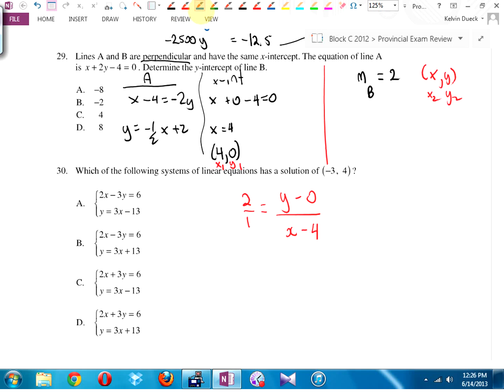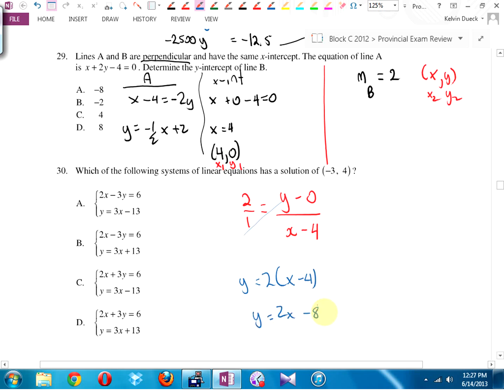Do I have one fraction equals one fraction? Yes. Then this is a job for cross-multiplying. And this is nice because I'll get y times 1, which is just y, equals 2 bracket x minus 4. I'll get y equals 2x minus 8.